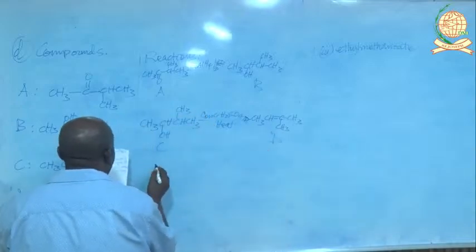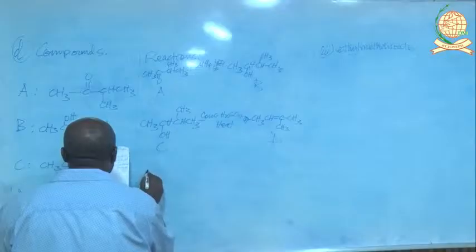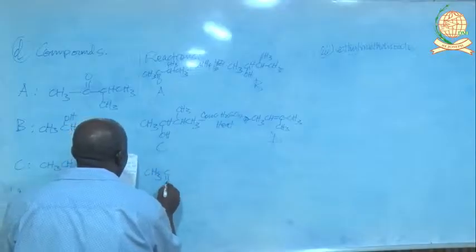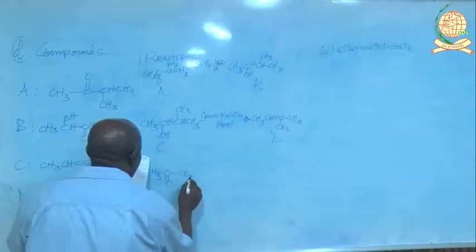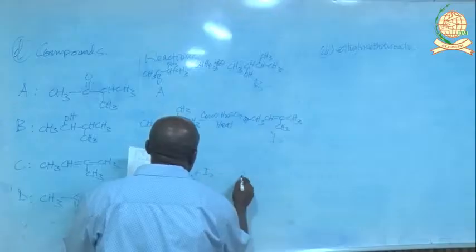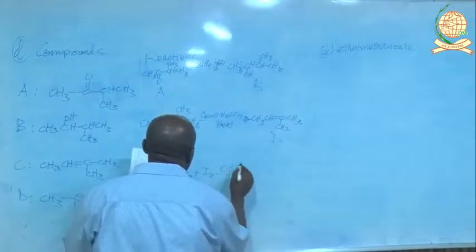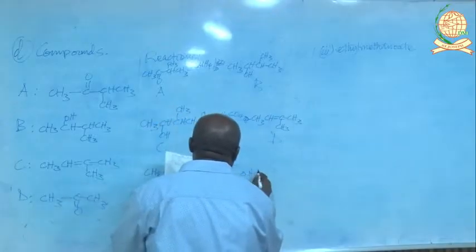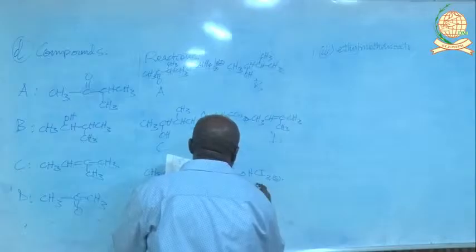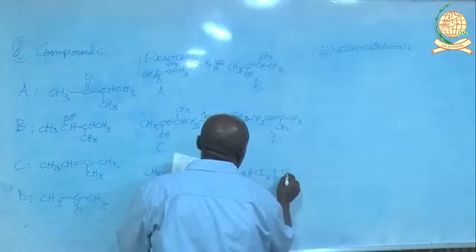And the last one is CH3, C double bond, CH3, plus iodine in the presence of hydroxide. Then the major product will be CHI3. This is a yellow precipitate, plus other products.